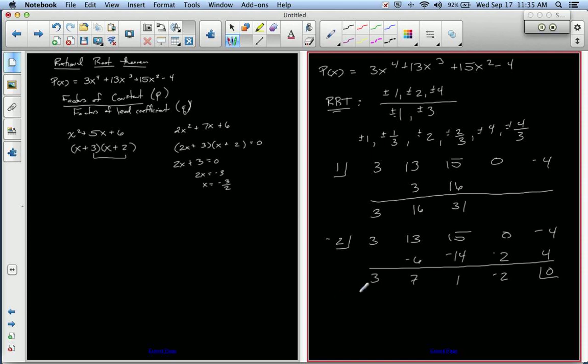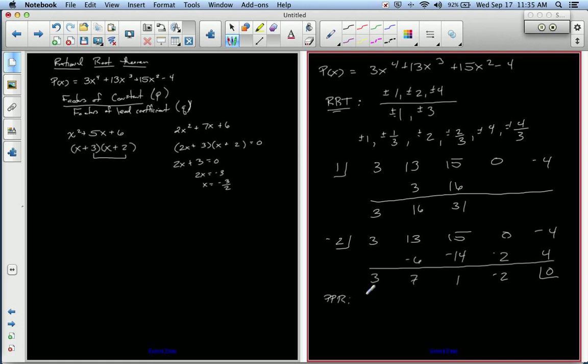Okay? However, that is not groupable, right? 3 and 7 have nothing in common with 1 and 2, so it is not groupable. So I can either go back up to my list and try ones I haven't tried yet, or I can create a new list because I have a new cubic polynomial that has possible rational roots. I'm going to create a new list just for argument's sake.